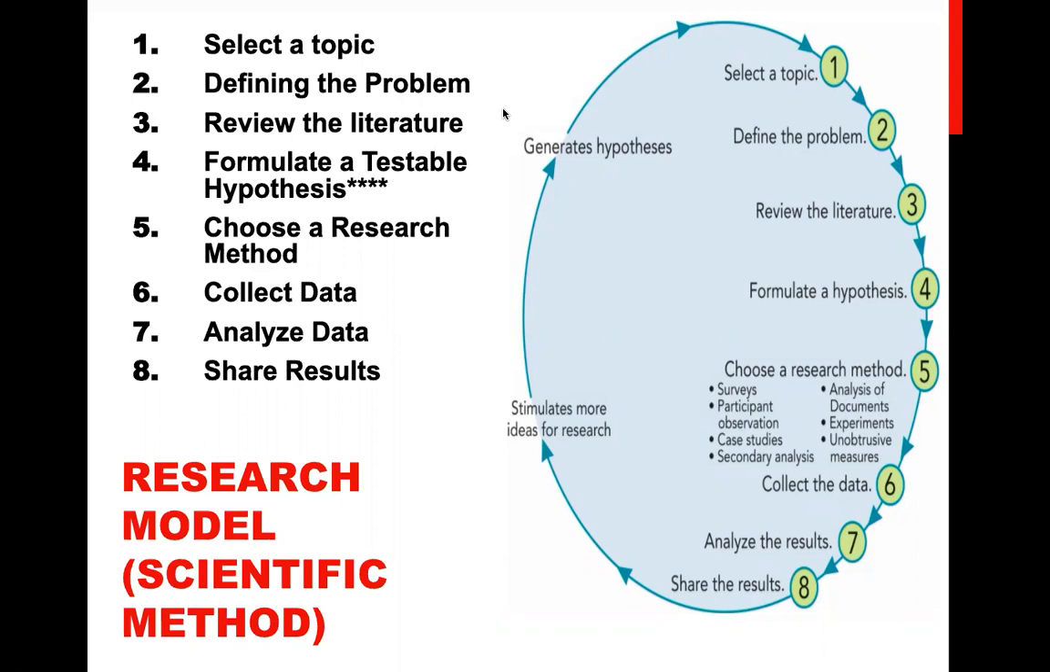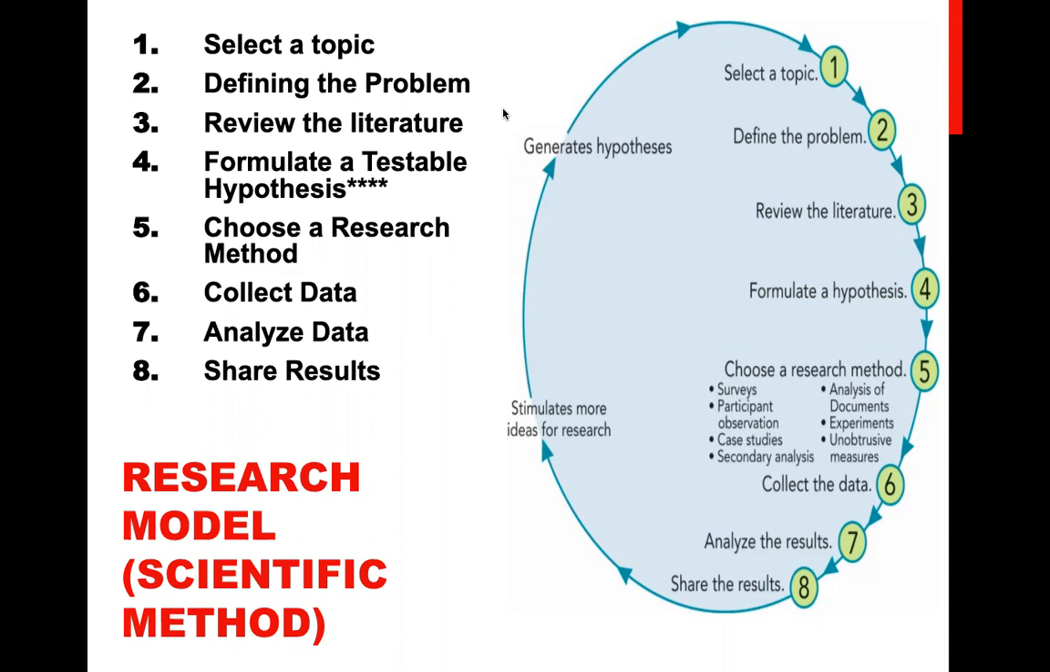Select a topic, define the problem, review the literature, formulate a hypothesis, choose a research method, collect the data, analyze the results, share the results. And because, as both Kuhn and Popper emphasize, this is an ongoing process, when you share your results, it stimulates more ideas for research. It encourages people, if they're in the thinking of Popper, to falsify the theories or to shift the paradigms you use. It also encourages other people to replicate our process, which brings us back to step 1, right?